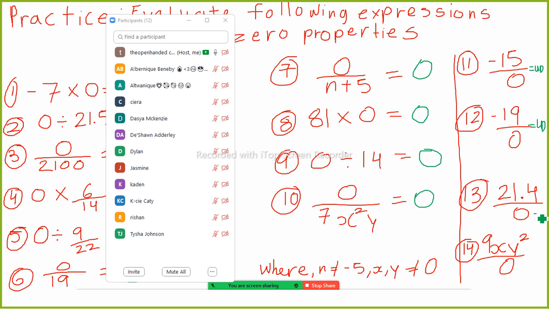And Jasmine, 21.4 divided by 0. 0. Say it again. 0. No. Remember we divide, undefined. Yes, we're dividing by 0 now, so it's undefined. And then 14. Casey, what is our number 14? Undefined. Yes, undefined. Very good.